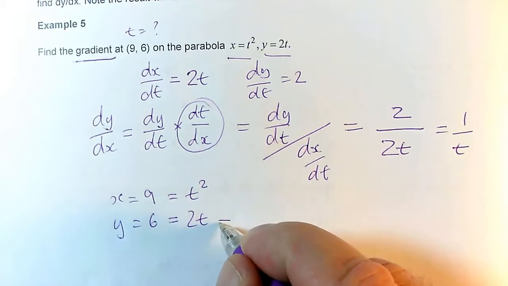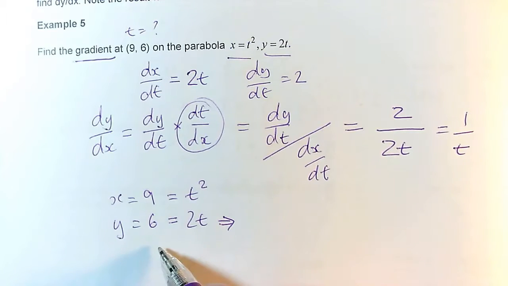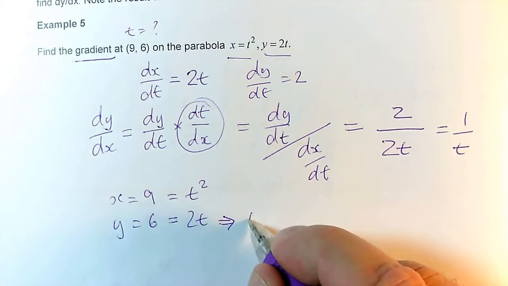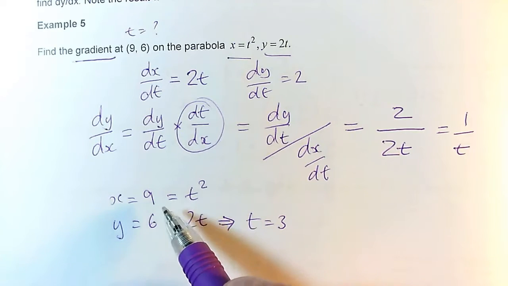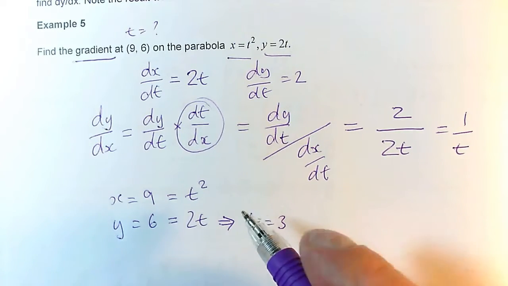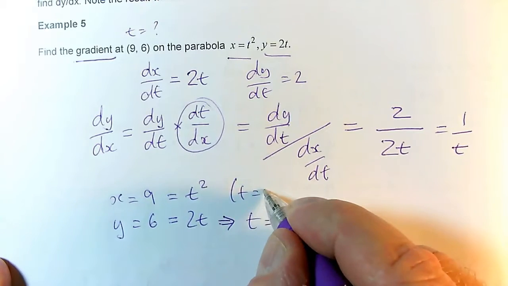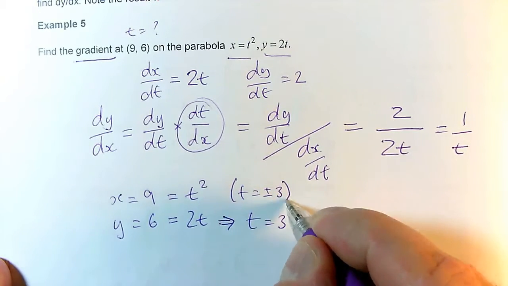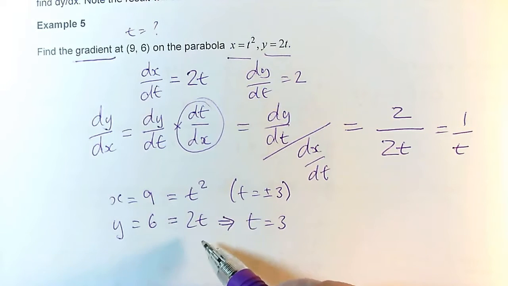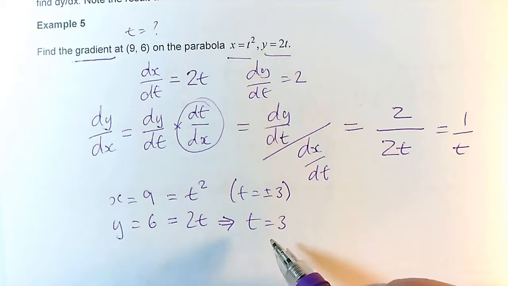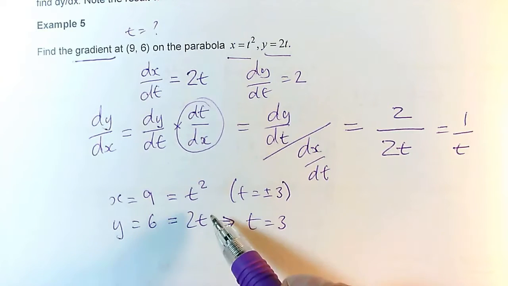Okay, in fact the second one makes it very clear that if 2t is 6, then t's got to be 3. Now if I'd worked from x, t squared being 9 would have actually given me t equals plus or minus 3. So it's possible that you'll get a t value that works for x but not for y, or vice versa. So you should really check, once you've found t from the easier of the two, you should just check your solution works in the other one.